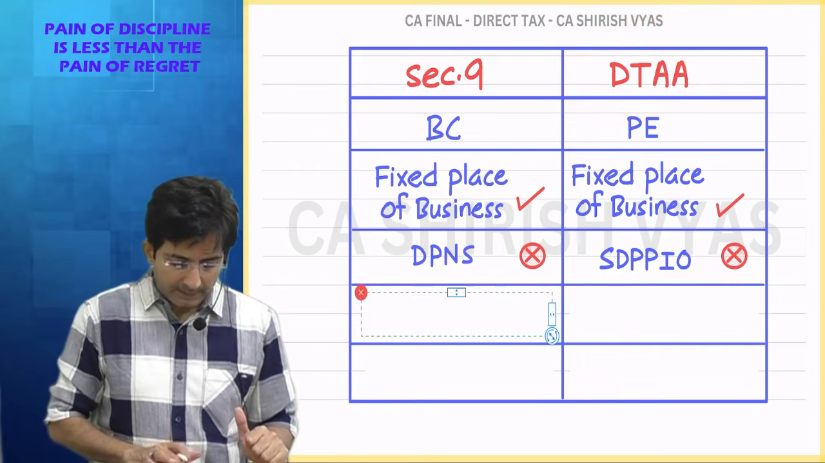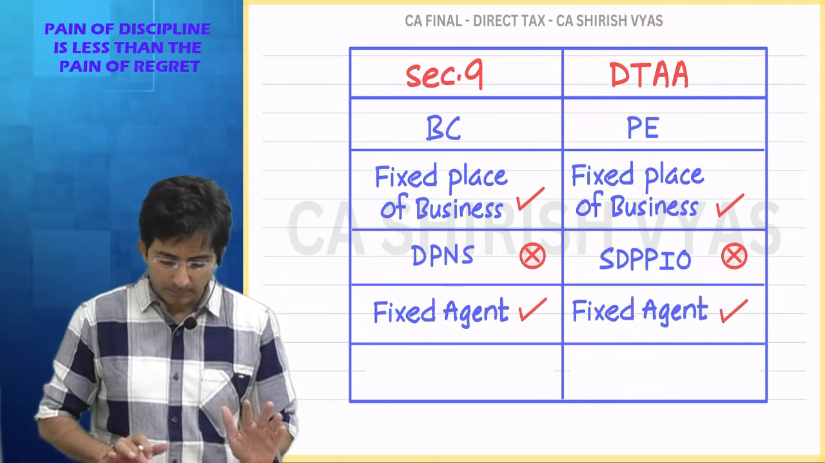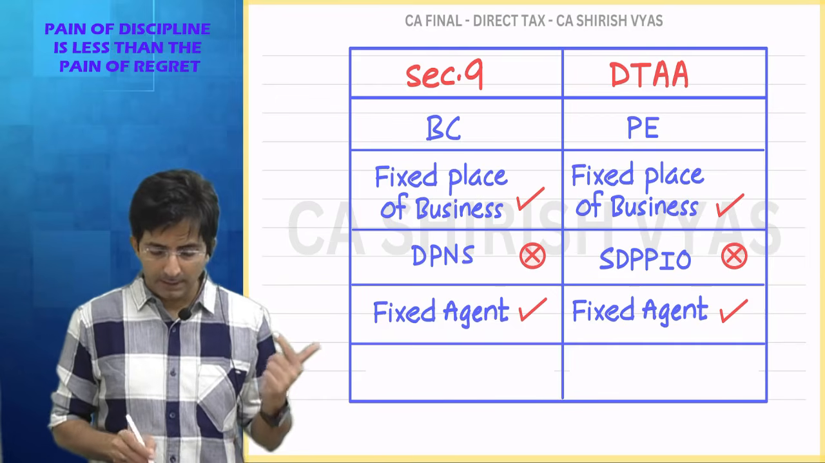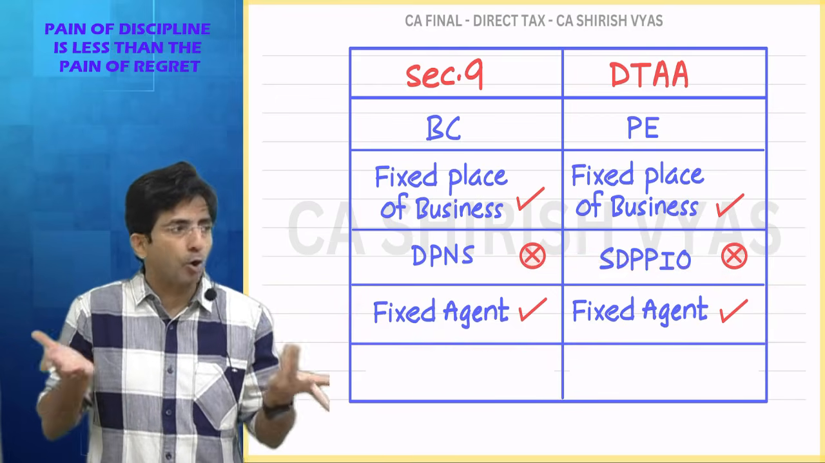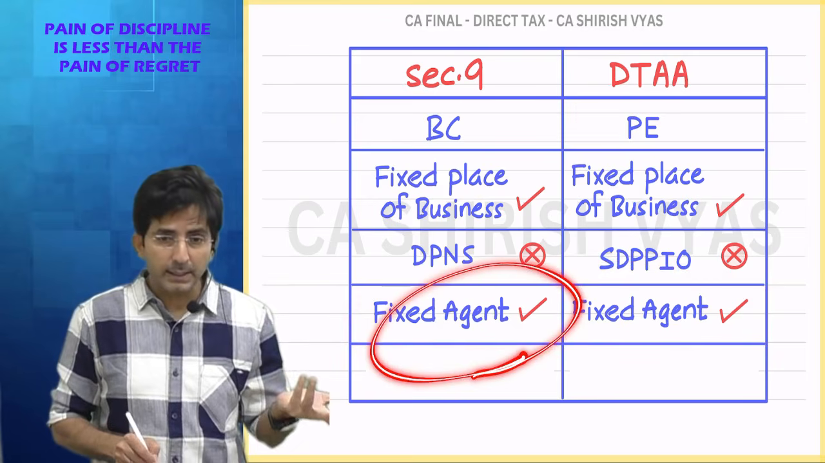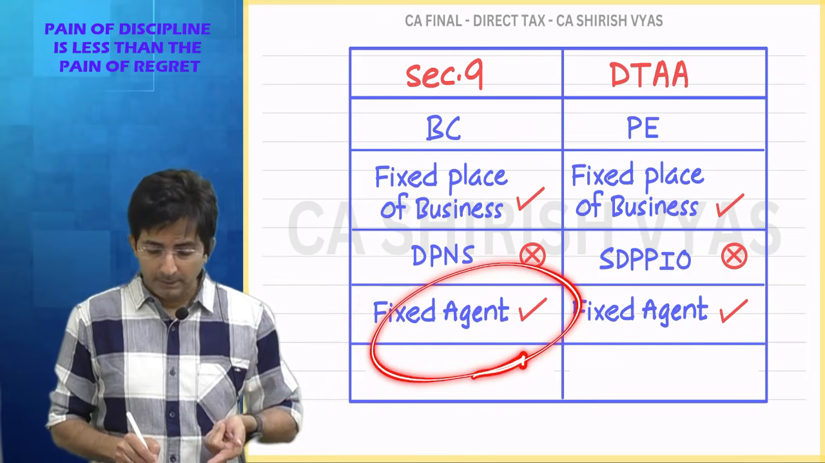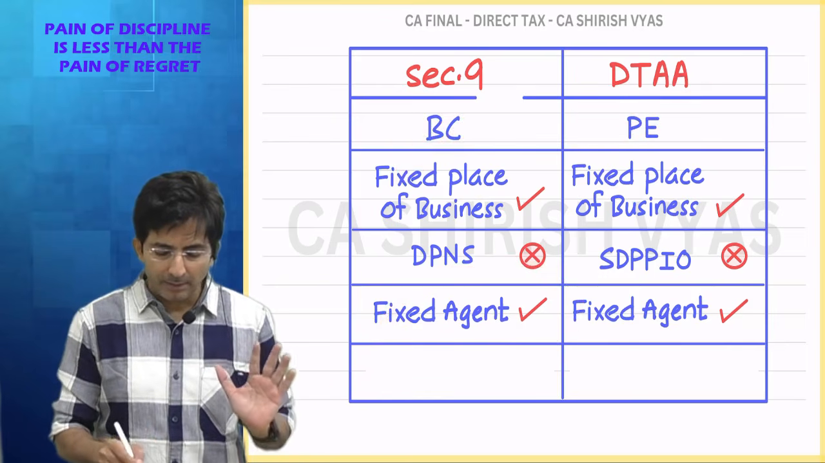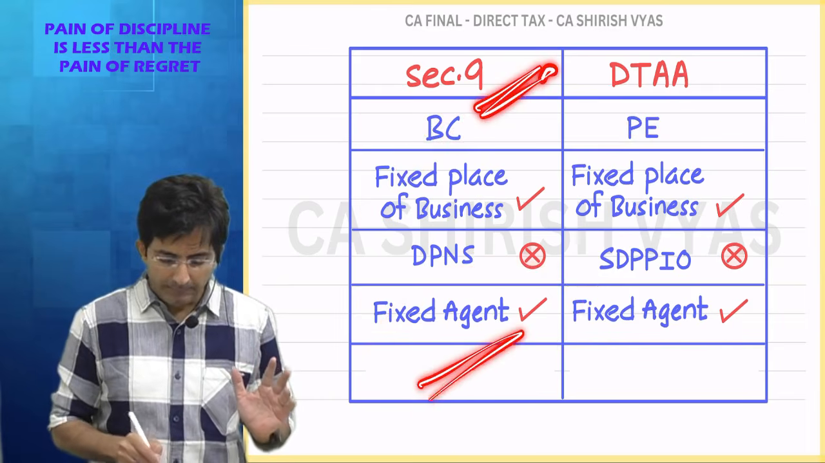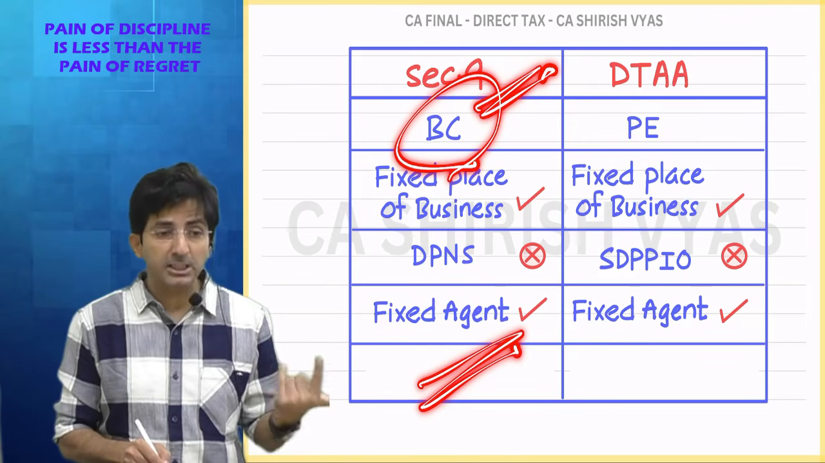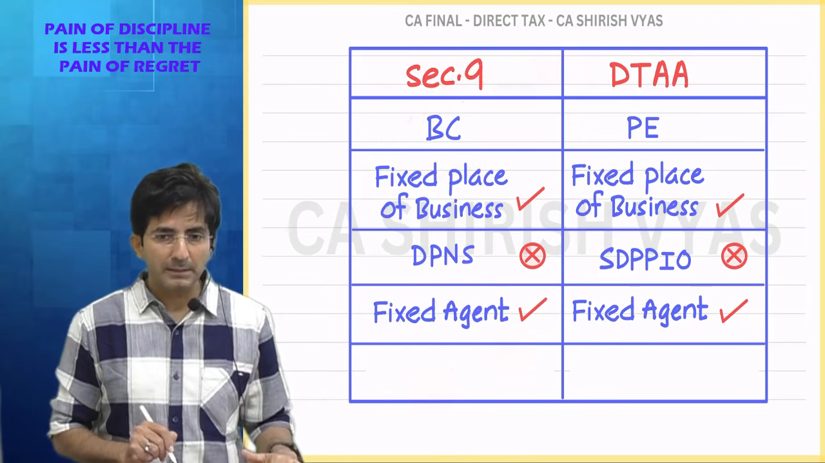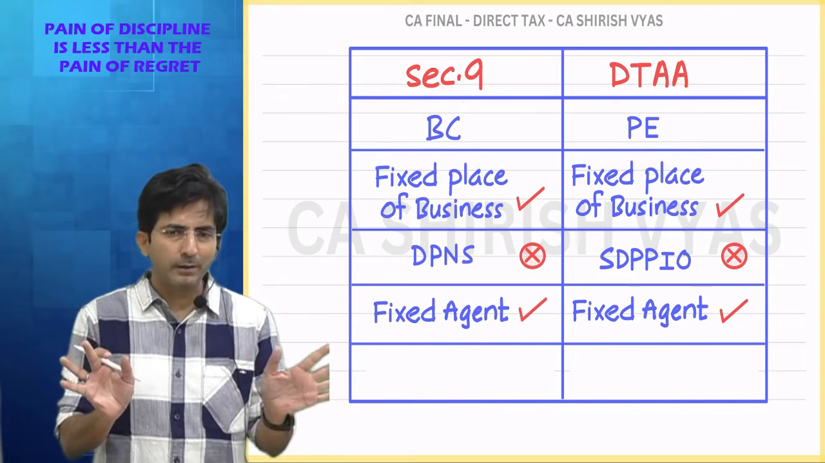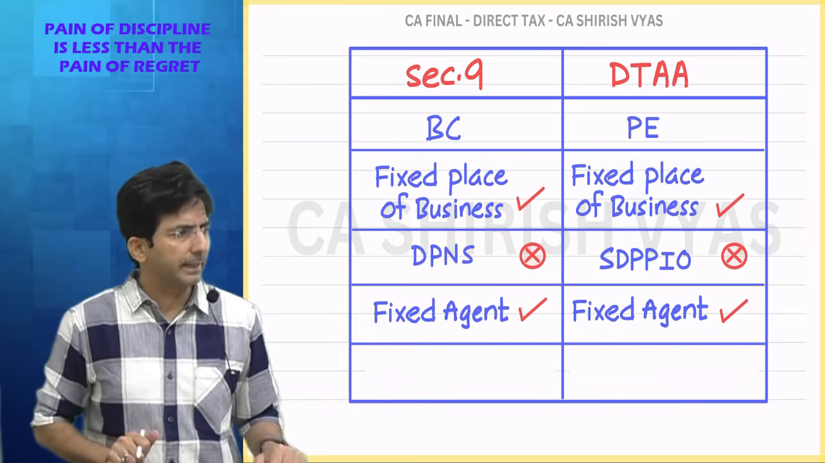Then next distinction: agency PE definition is the same. Here I have not highlighted it as a distinction. This is a common point. Having a fixed agent is a PE in India. It is a common point in Section 9 and DTAA. The only thing is the language. In Section 9, having a fixed agent in India is a business connection in India. But the language of DTAA is that having a fixed agent is a PE in India. Language is different, but the provisions of agency PE are the same.